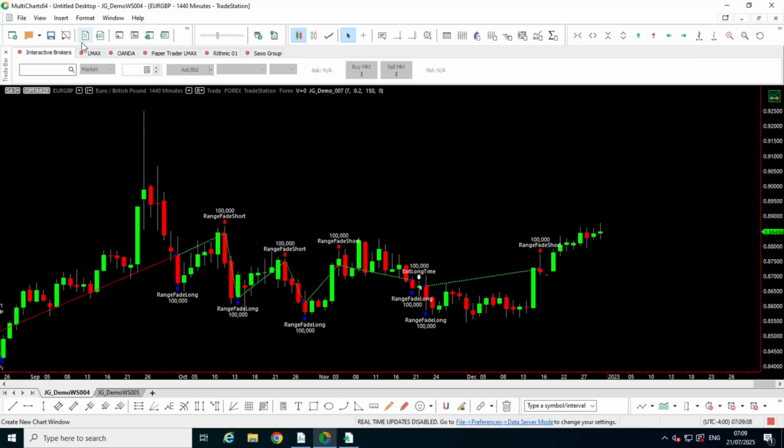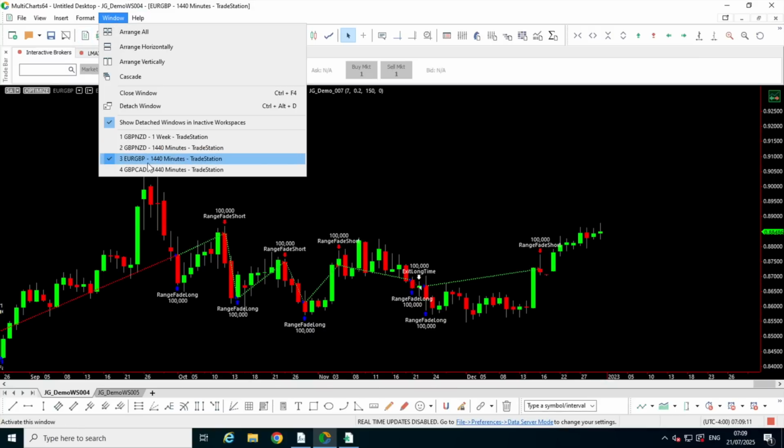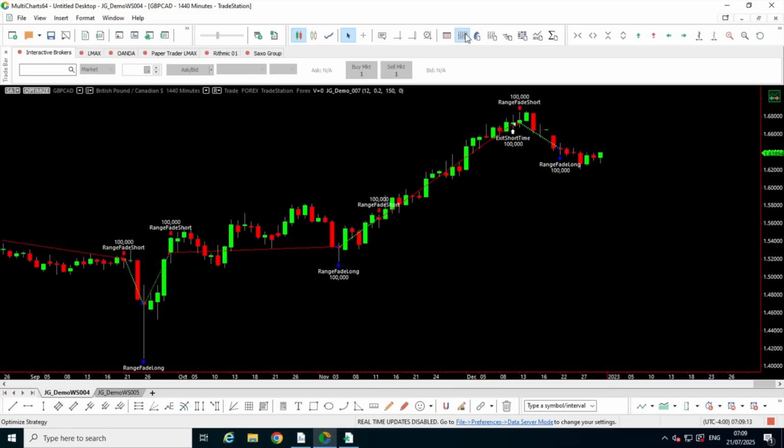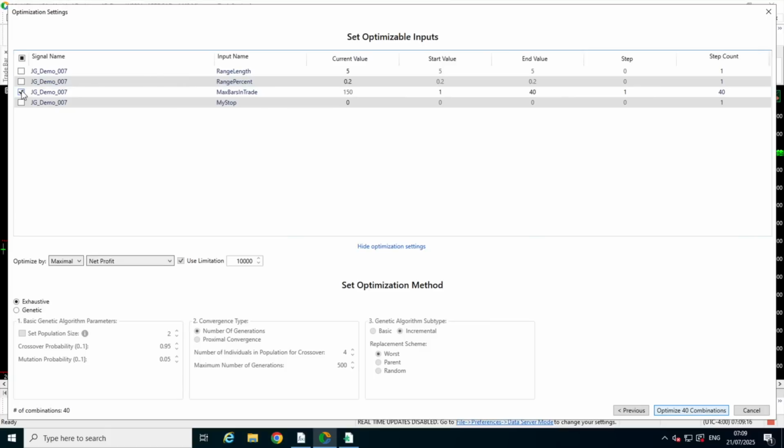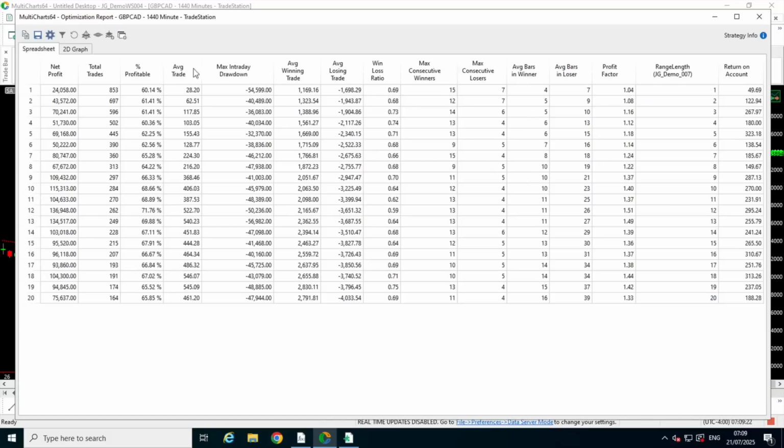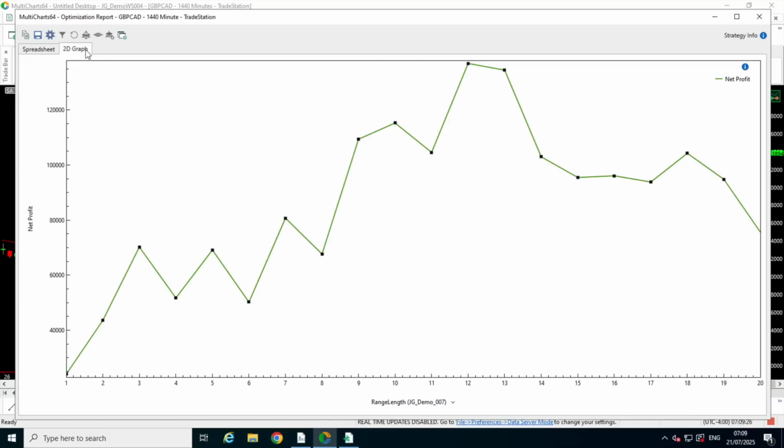Let's run the same test on Pound Canadian. One through to 20. And we see a similar thing, don't we? But slightly later. So rather than peaking at around 7 or 8, this actually peaks around 12, 13. But I like the way that as we increase that range length, the profit increases quite nicely. We almost got a bell curve there. So let's use 12 for the range length.